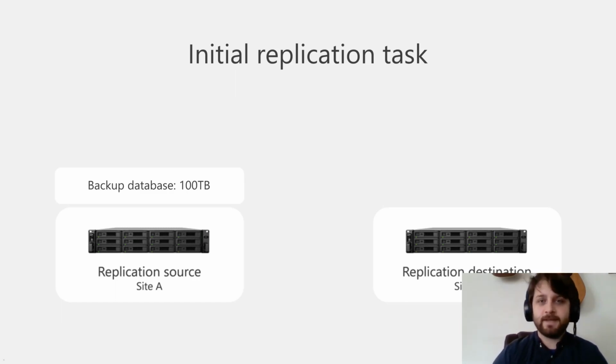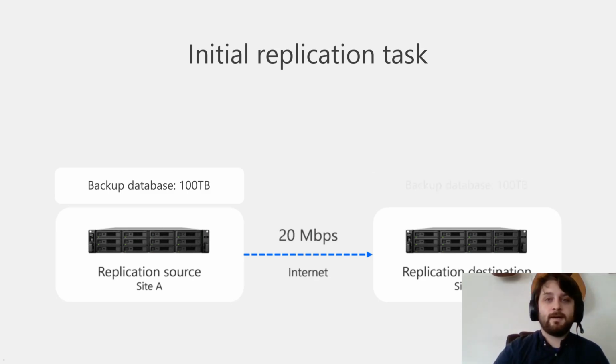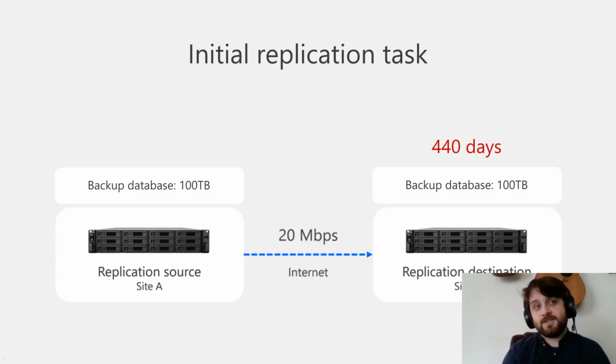It's 100 terabytes. It's been running great, but you wanted some additional layers. So if you only had a 20 megabits per second internet speed for around 100 terabytes, this is going to take a really long time to actually replicate that backup database over to site B. It's actually going to take around 440 days, which is not ideal, especially since you're probably going to be changing a lot of that data over that year plus in that scenario. So that's where seeding comes into play.